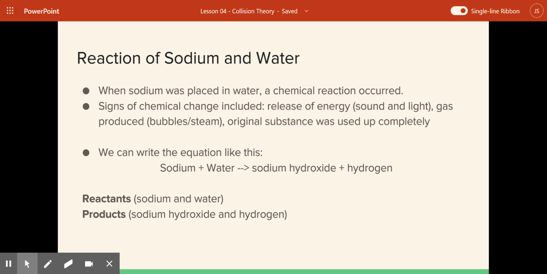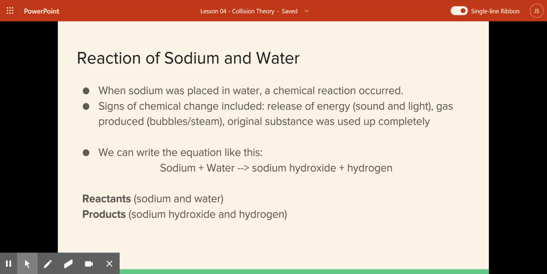We can actually communicate this like a math equation. We write our reactants, which are the original substances that we had, and we put them ahead of an arrow, which indicates that the chemical change happens. Basically, the arrow represents the reaction. So sodium and water react to form the products, which are sodium hydroxide and hydrogen. These are the new substances that are formed.